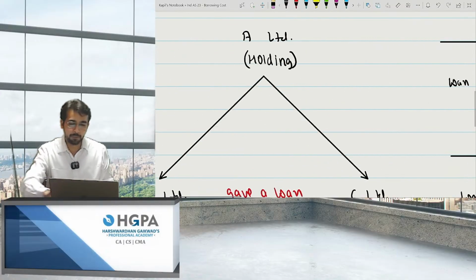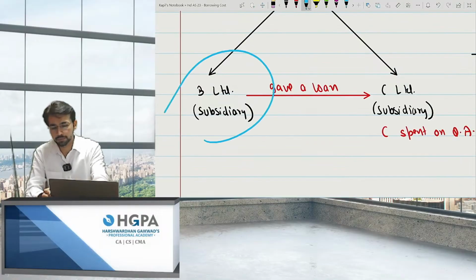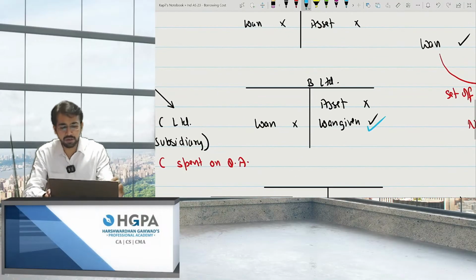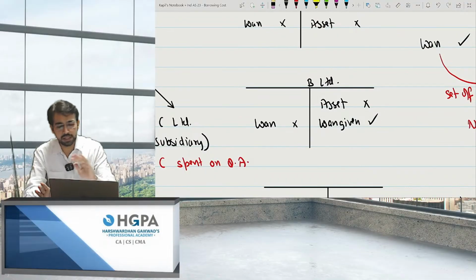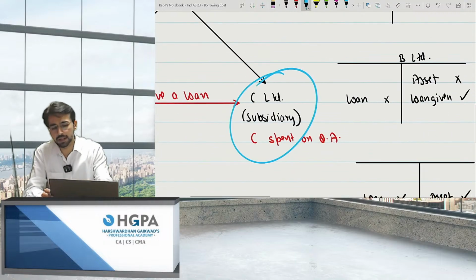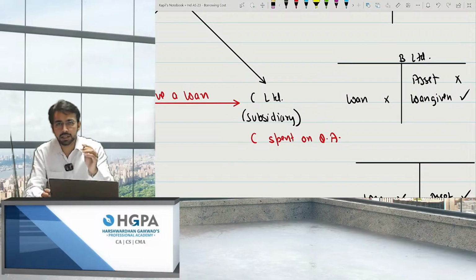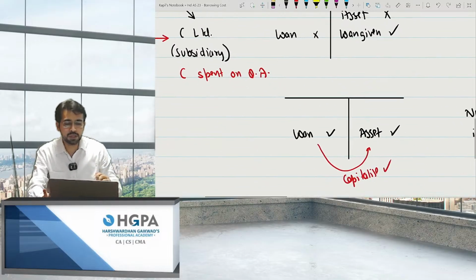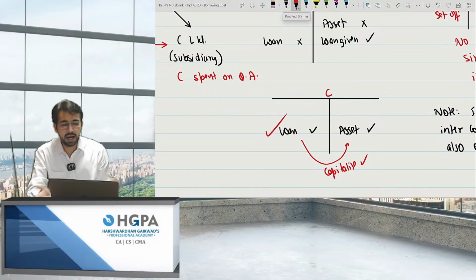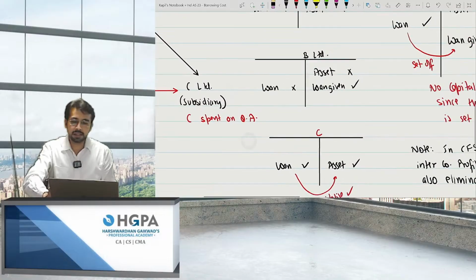Okay. In the balance sheet of B, he gave a loan, right? The loan was given, true. Was there an asset? No. Was there a loan taken? No. The loan was given, true. Okay. With C Limited, did C Limited take a loan from B? The answer is yes. So C will say, I have a loan and I'm using it for a qualifying asset. So can C capitalize? The answer is yes. C can capitalize.